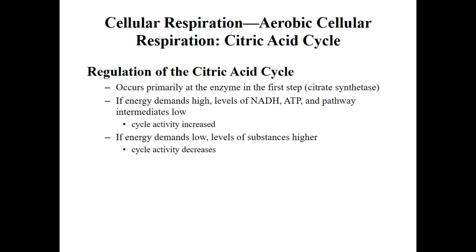The citric acid cycle is also regulated. We regulate it using citrate synthetase. If we have high levels of NADH or ATP already, then we're not going to need this pathway to run. But if we don't have high levels of NADH or ATP, if we need more, then the cycle is going to increase.